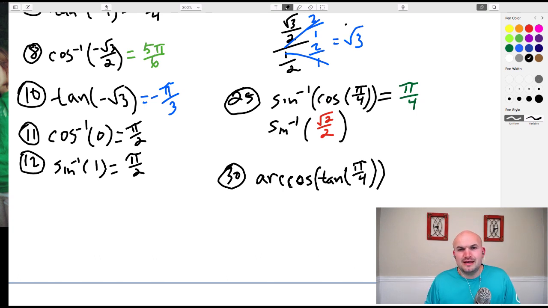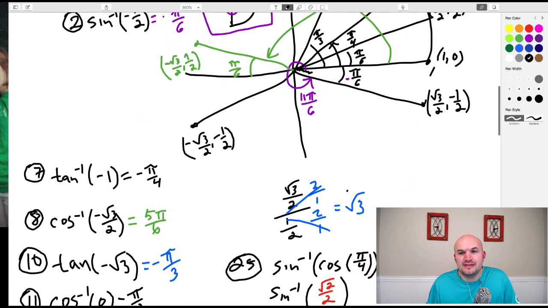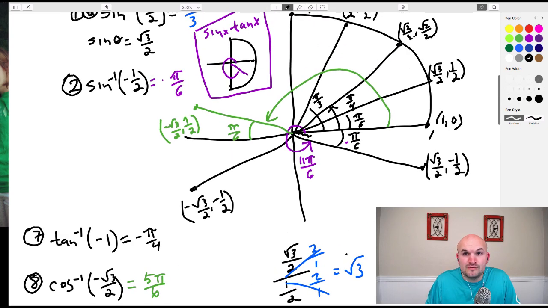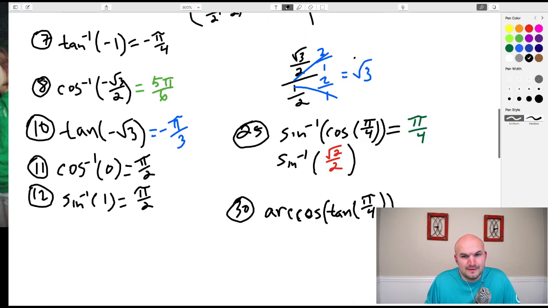All right, so in this case, we're looking for the tangent of pi over 4. The tangent of pi over 4 is going to be the y-coordinate over the x-coordinate. And if you look here, the y-coordinate over the x-coordinate, square root of 2 over 2, comma square root of 2 over 2, that equals 1, right? So the tangent of pi over 4 is equal to 1. Therefore, we're trying to find the arc cosine of 1.